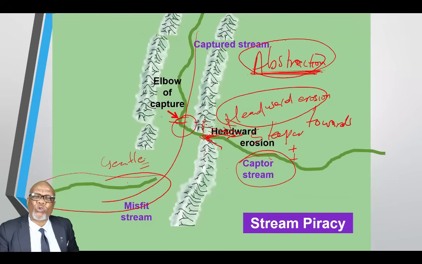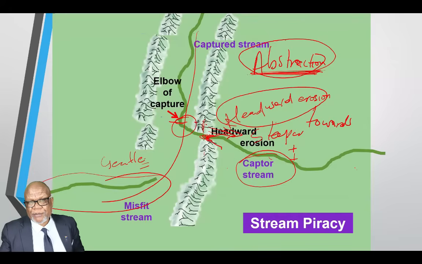It was moving slower. And then still after capture, what will happen to this river? It will have less water. This one will have more water. This one, before capture, had more water. After capture, it will still have more water because you have now captured another river. And this one here had less water, and after capture it will still have less water.